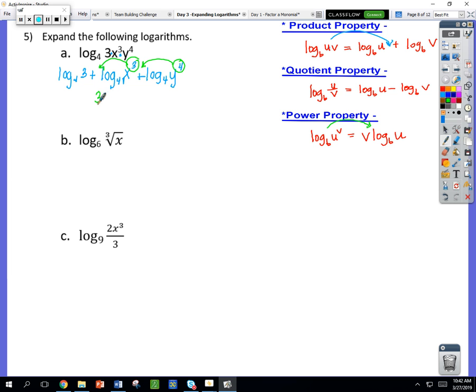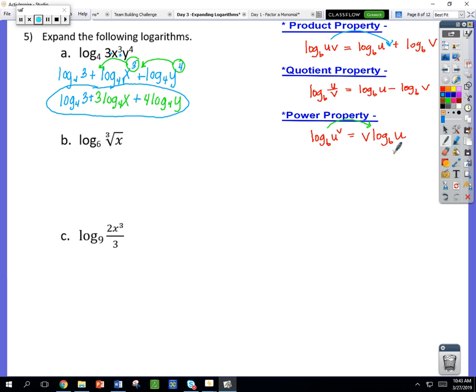So I have 3 log base 4 of x for this one, plus 4 log base 4 of y for this one, and then the first one didn't have an exponent, so that one can just stay the way it was. And I could always go back and check my answer by trying to condense this to 1 log and seeing if I get what I started with.